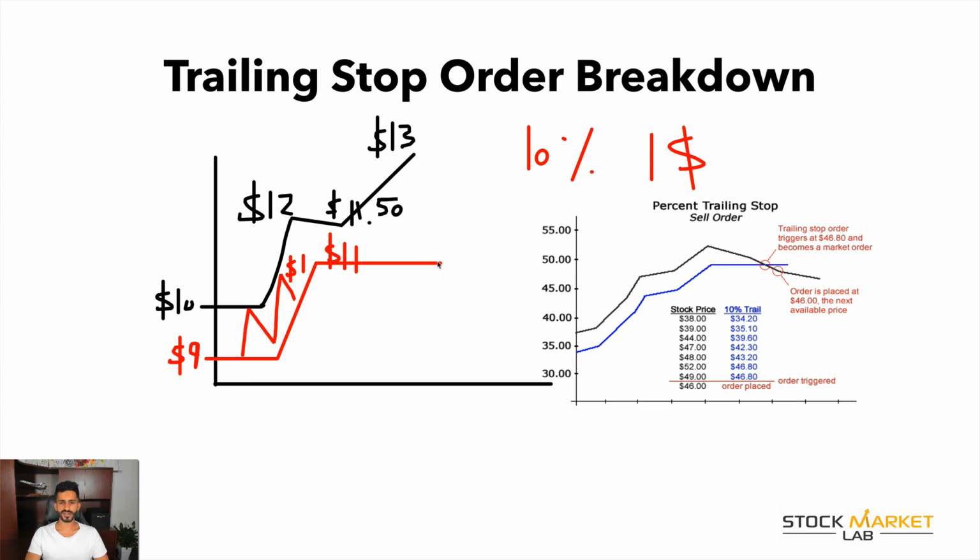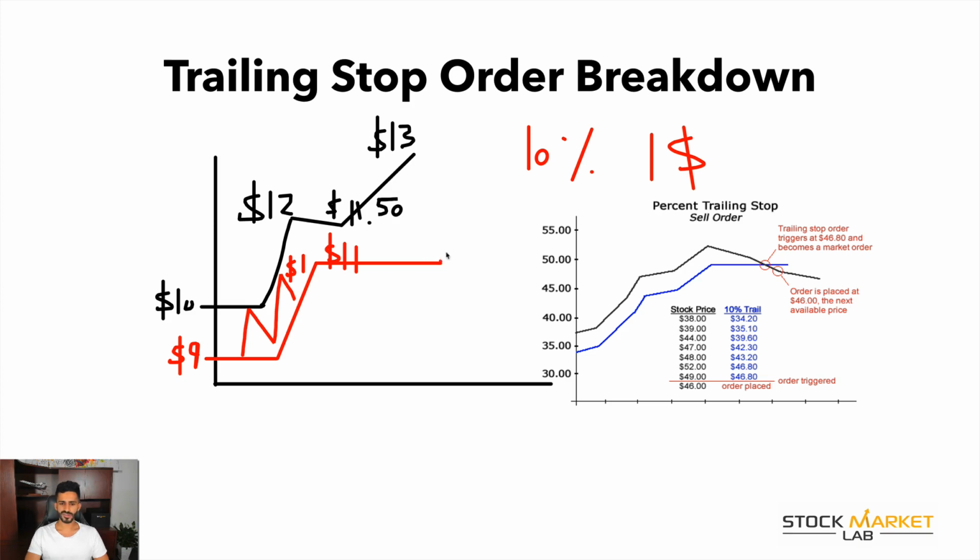Where does the trailing stop go to? And I want you to think about that. What price point do you think the trailing stop goes to? Does it stay flat? Does it go up? If it goes up, what point does it go to? Now, a lot of people would probably say that it goes to 12.